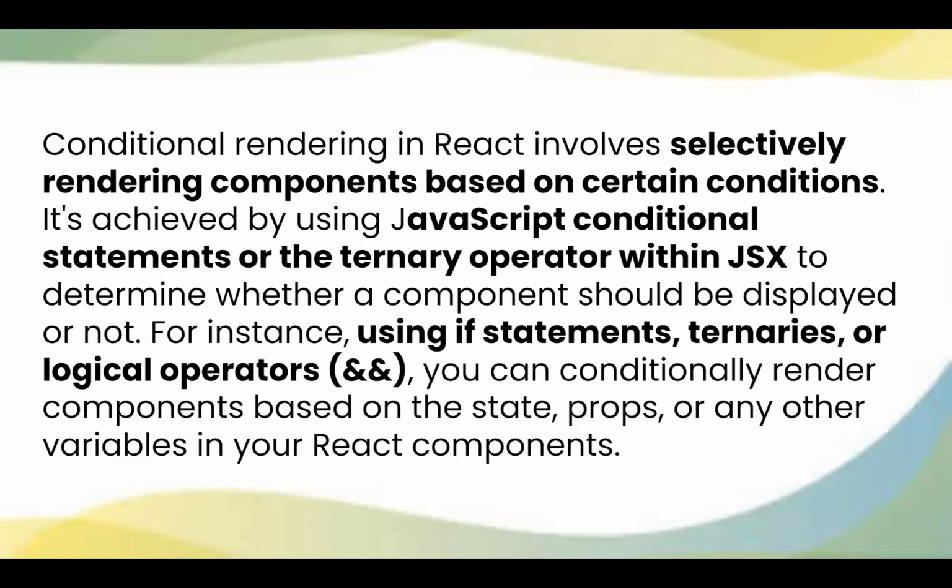So how do we achieve it? We need a conditional statement, or we can directly use the ternary operator within JSX to achieve this. The different ways to achieve this are using a plain if statement, the ternary operator, or the logical operator. These are the three things by which we can achieve conditional rendering, and this helps in rendering components based on certain conditions.